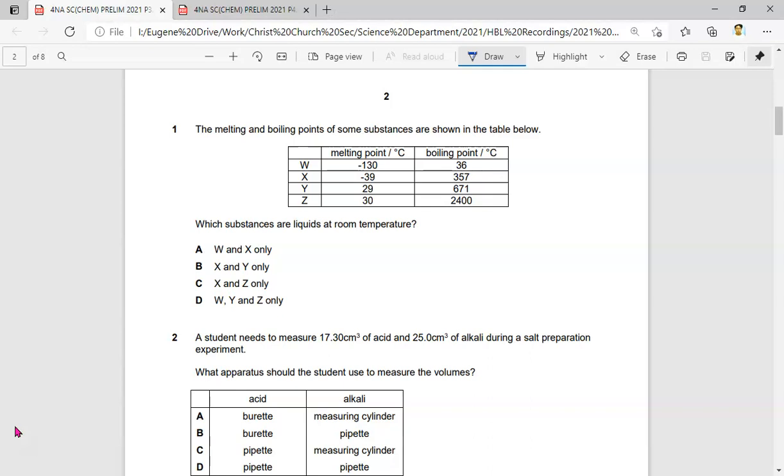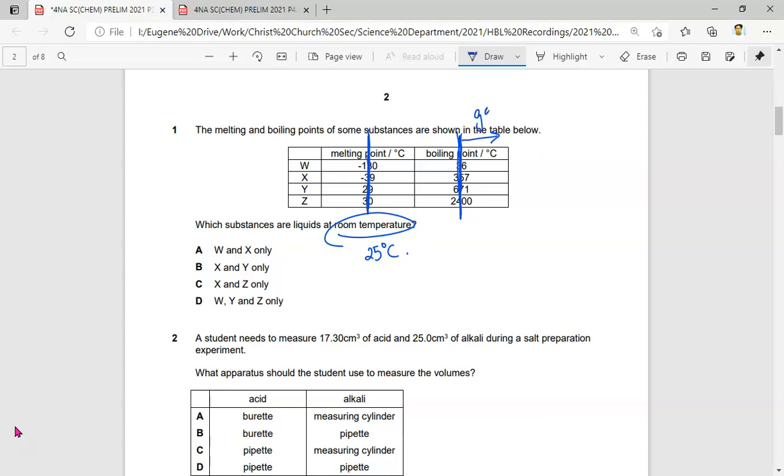Which substances are liquid at room temperature? So for room temperature, we'll take it as 25 degrees Celsius. So do take notes. Melting point, let's draw a line over here. Boiling point, let's draw a line over here. Anything that's above the boiling point, we know that it is a gas. Anything below the melting point, we know that it is a solid. So what's in between is definitely the liquid.